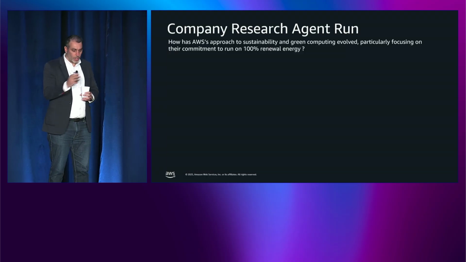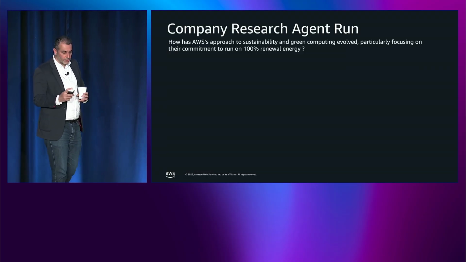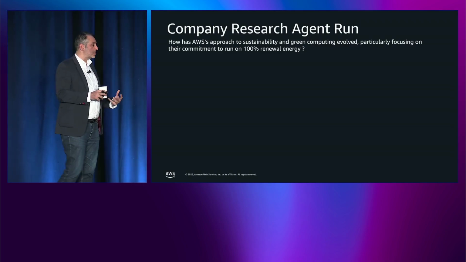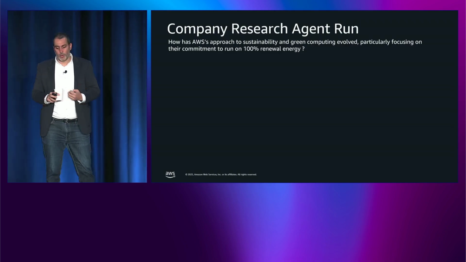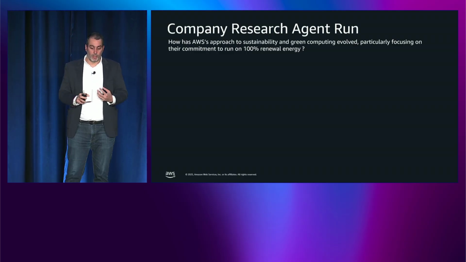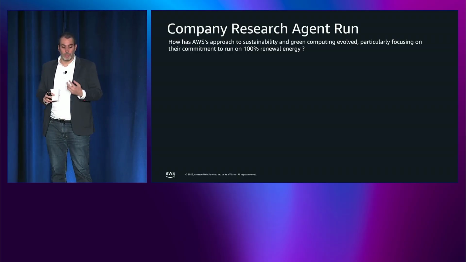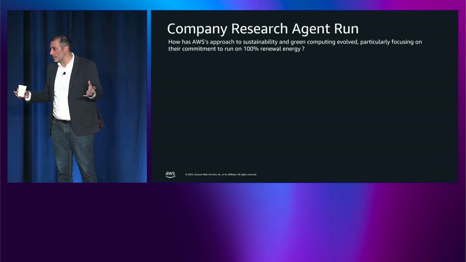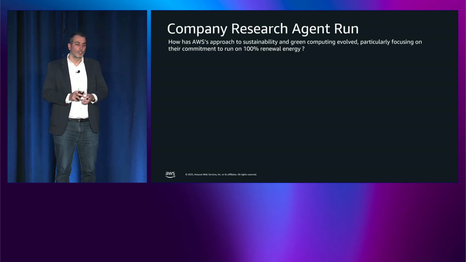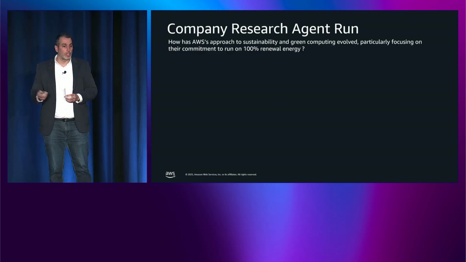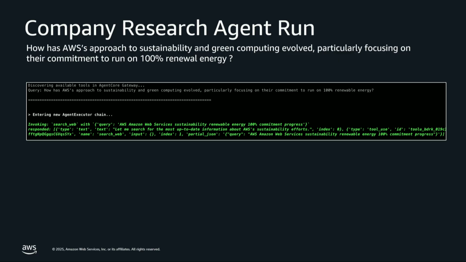So now I want to show you how this comes together when you run it. In this particular case, we need to have an example of the query. So the query here is, how has AWS's approach to sustainability and green computing evolved, particularly focusing on their commitment to run on 100% renewable energy? So that's a query. We're going to be providing it to this agent, and we're going to have the agent run. And I'm going to show you the screenshots of the run in this case.